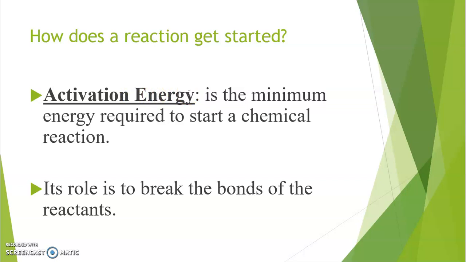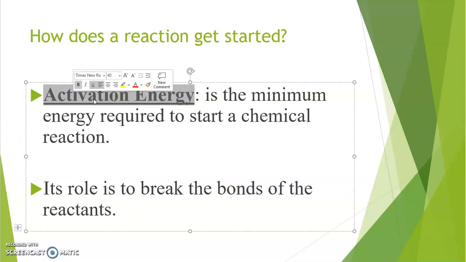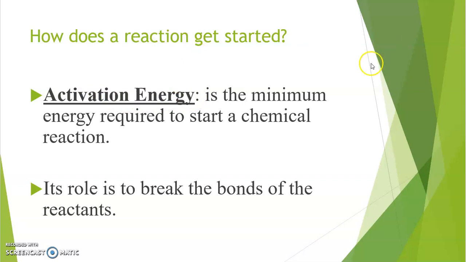So this energy that's required, why is it there? It's required to break the bonds. We said previously that bond breaking happens in reactants. So activation energy is needed to break the bonds of the reactants. Activation energy is abbreviated EA. It stands for energy of activation to start the reaction.